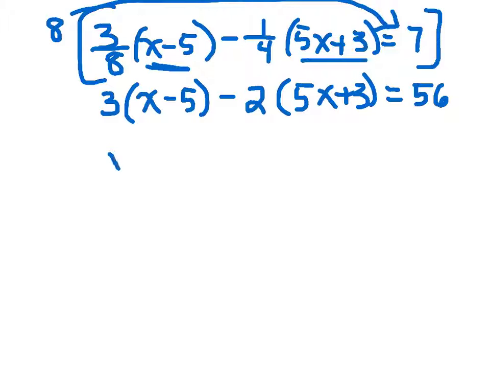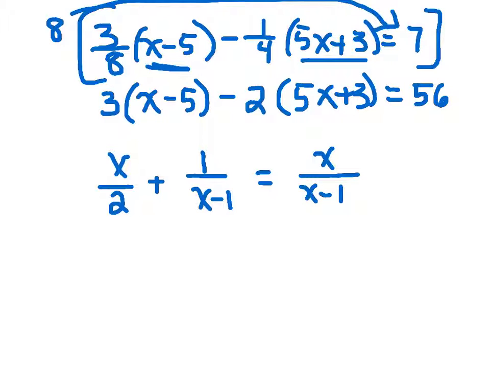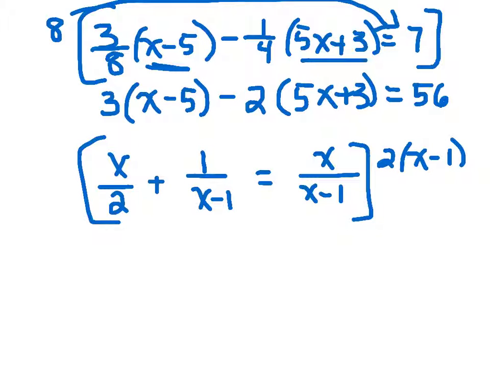And finally, the hardest one, x over 2 plus 1 over (x minus 1) is equal to x over (x minus 1). The LCD is 2 times (x minus 1). I hope you know how to clear the fractions of that. That makes this x times (x minus 1) plus 2, and that equals 2x.